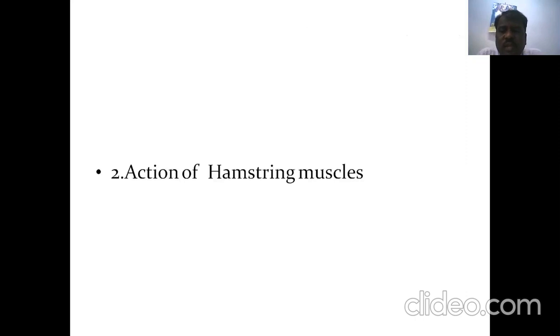Second question, action of hamstring muscles. Here there are 4 hamstring muscles, but they are divided into 2 varieties: true and false hamstrings. True hamstrings are semitendinosus and semimembranosus. False hamstrings are biceps femoris and the ischial part of adductor magnus muscle. These all take origin from the ischial tuberosity, but insertion is different.